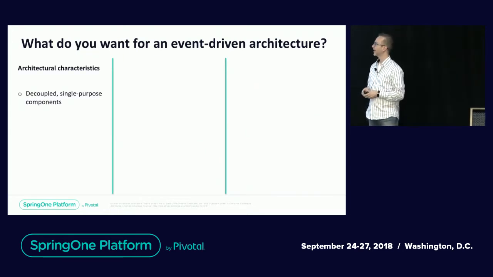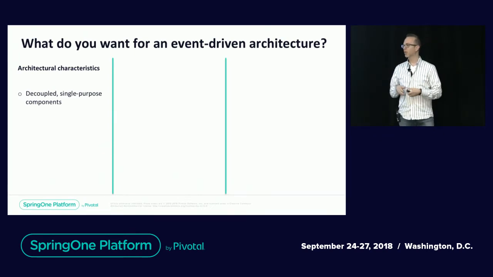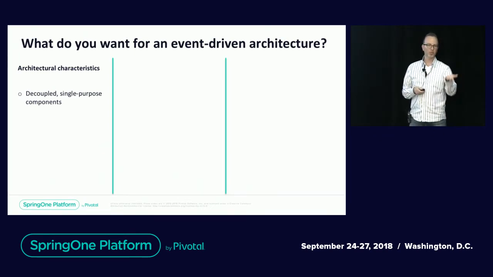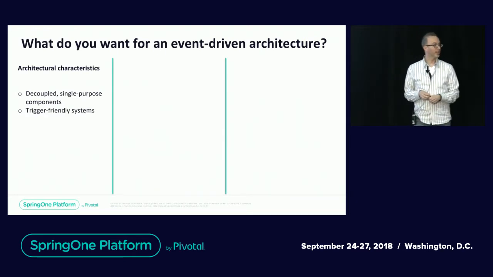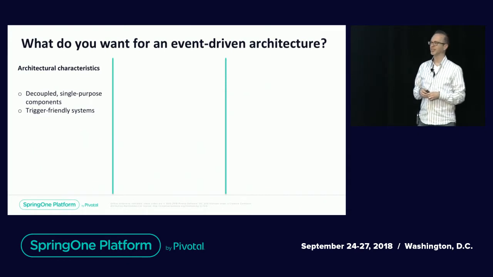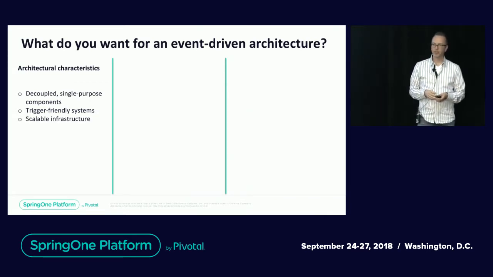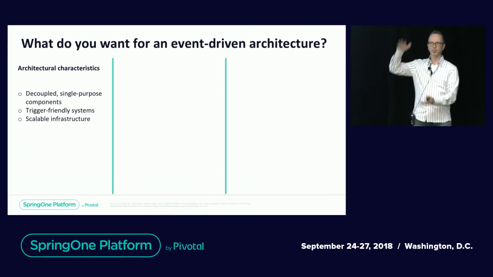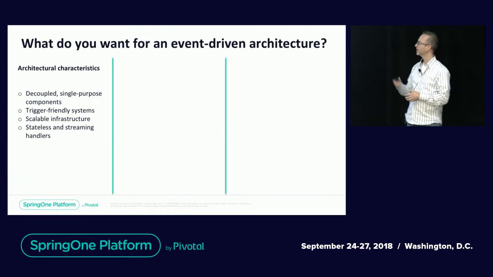Well, when you think about the architecture, typically you're breaking apart components, things that can scale well independently. They're usually single purpose. That's where functions are pretty cool as an idea. You think of trigger-friendly systems. It's hard to emit events if a system doesn't emit events. So I need systems that can in some way actually emit the data I need to trigger events. Typically you're thinking scalable infrastructure as you're trying to figure out, as I'm doing more events, this is bursty, it's going busy, it's not so busy. So how do I have scalable infrastructure?